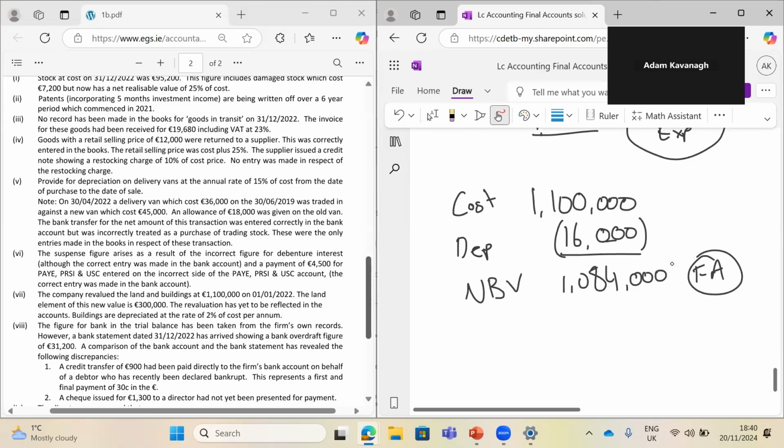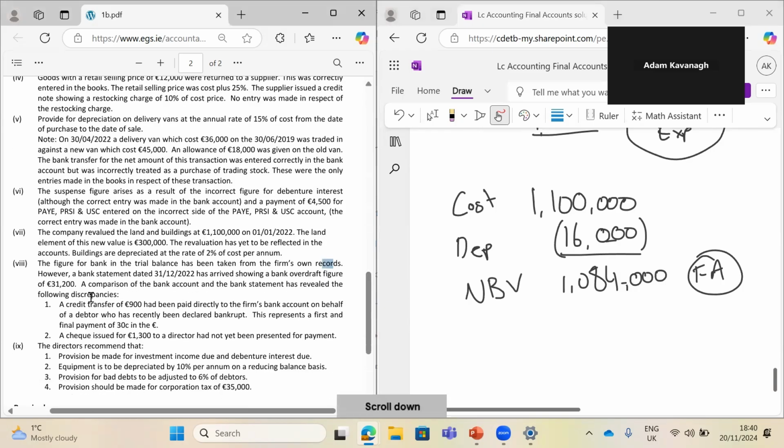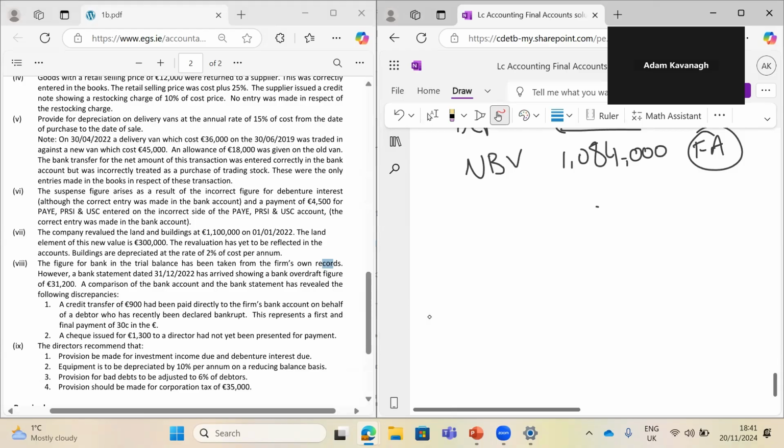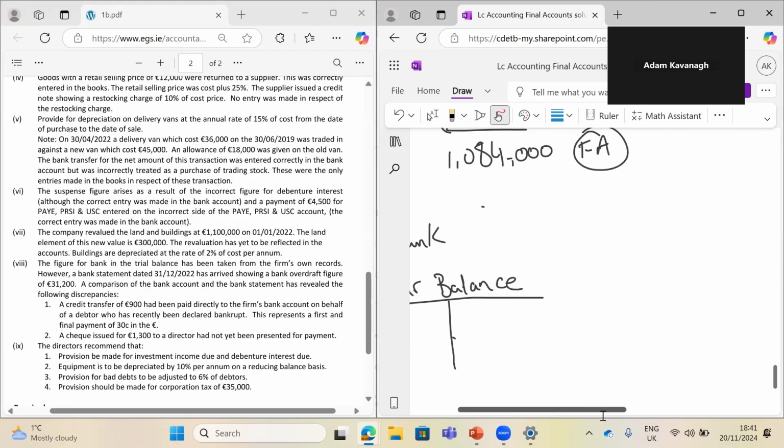Okay, the next adjustment is to do with incorrect bank balances. So when you're doing this, you need to write down the two separate figures that we have for bank. So it says the figure for bank in the trial balance has been taken from the firm's own records. However, a bank statement has arrived showing an overdraft figure of 31,200. So we have two different bank balances. Okay, this is adjustment 8. So bank balances don't match. So you have our bank balance, and beside that, we're going to put the bank's balance as well.